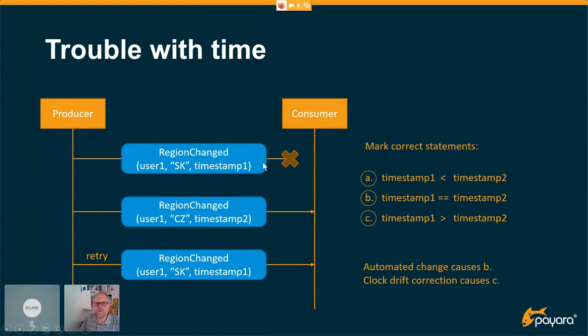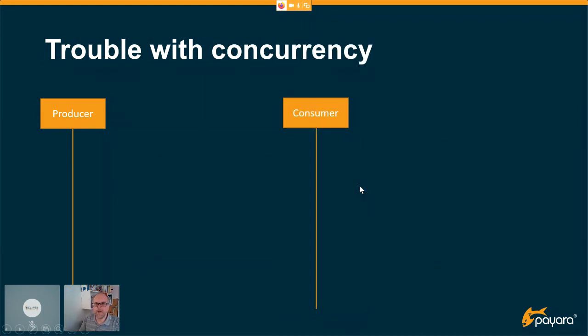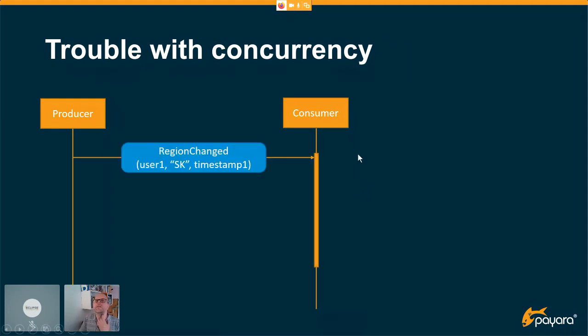And therefore, one usually needs to employ some kind of sequence numbers just to recognize in which order the operations happened. But even sequence numbers can have their issues. So let's assume again the same message is sent from producer to consumer, and it's an HTTP request.